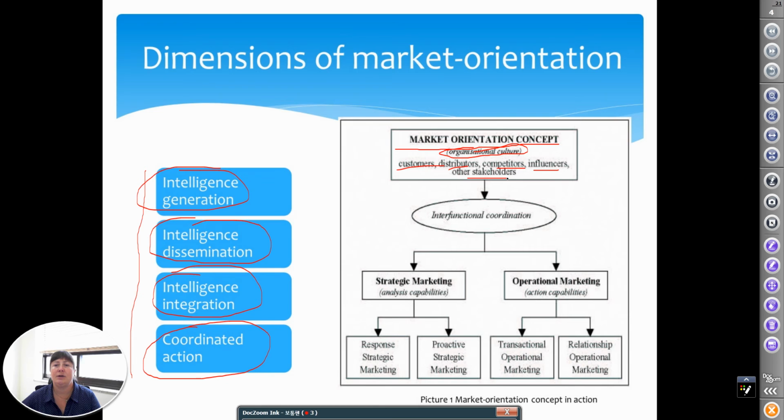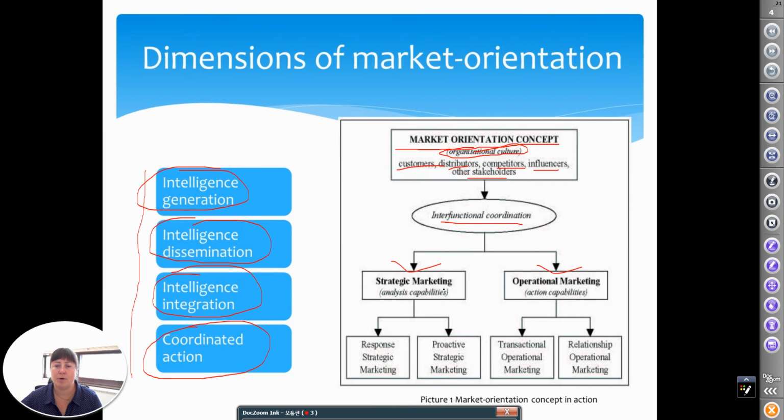So you can see that market orientation concept covers all members and all participants who are interested in the business activity, in the activity of our business, for example. Market orientation concept tell us that we have to arrange the interfunctional coordination between whom or between what kind of process. Let's think. Interfunctional coordination can be between strategic marketing and operational marketing.